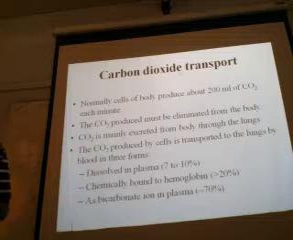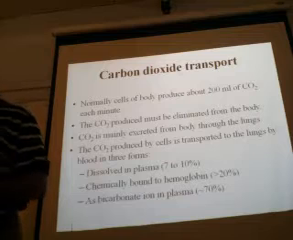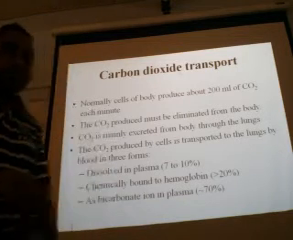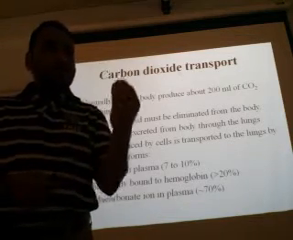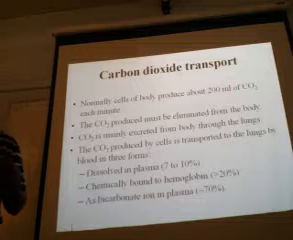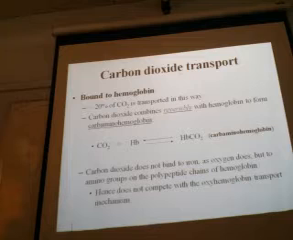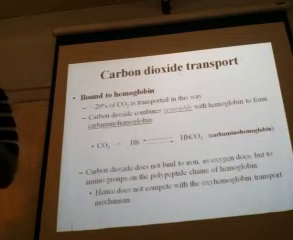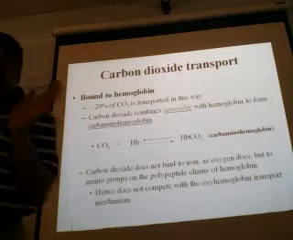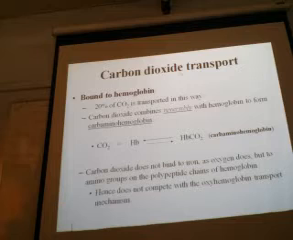So which is the form in which the majority of carbon dioxide is transported? The bicarbonate form. Which is the form in which least carbon dioxide is transported? Dissolved in the plasma, only 7%. Because it is only 7% and it is dissolved, we need not discuss it. You don't need to know anything more. It is dissolved in the plasma.